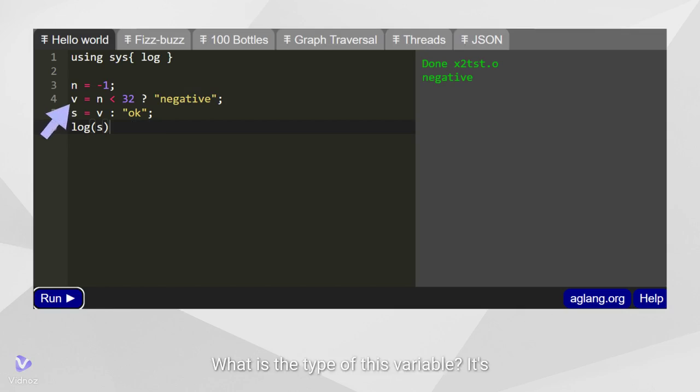What is the type of this variable? It's an optional string, or in Argentum syntax, question mark str. This question mark operator checks the left operand and returns either an empty value or the result of the right operand wrapped in an optional. The colon operator, on the other hand, unwraps the left operand if it has a value or evaluates and uses the right operand otherwise. Simply put, the question mark operator produces optionals, while the colon operator consumes them.